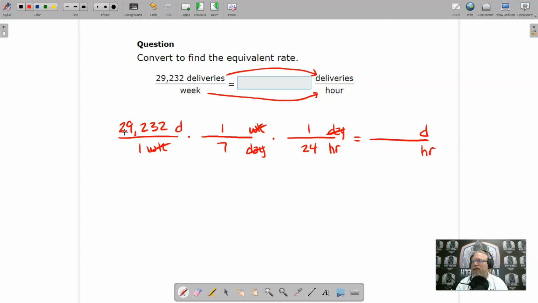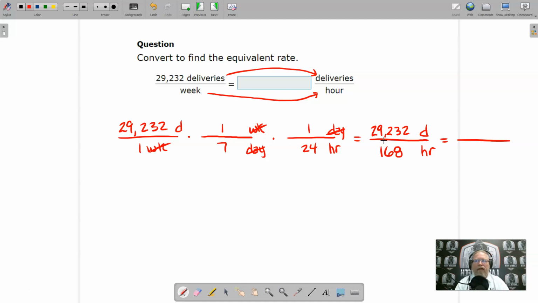Next, we need to do 29,232 times 1 times 1, which is still 29,232. And 7 times 24, can I mental math that? 7 times 20 is 140 plus 28 is 168. Let me double check that. 24 times 7, 168. Indeed it is. I always like to keep myself sharp on that mental math stuff.